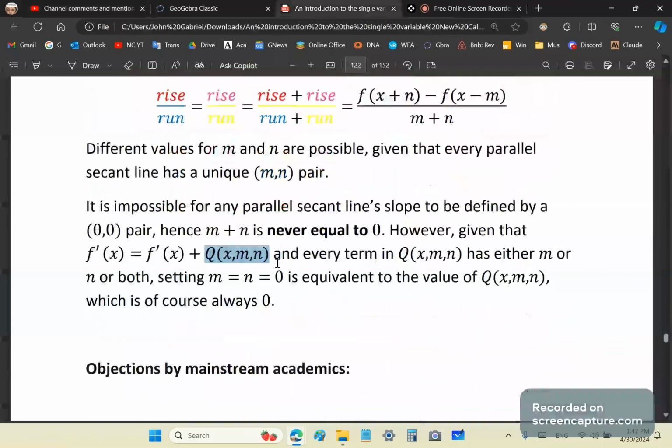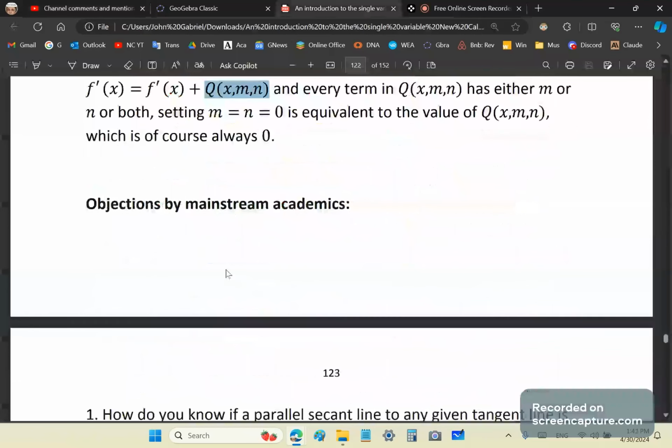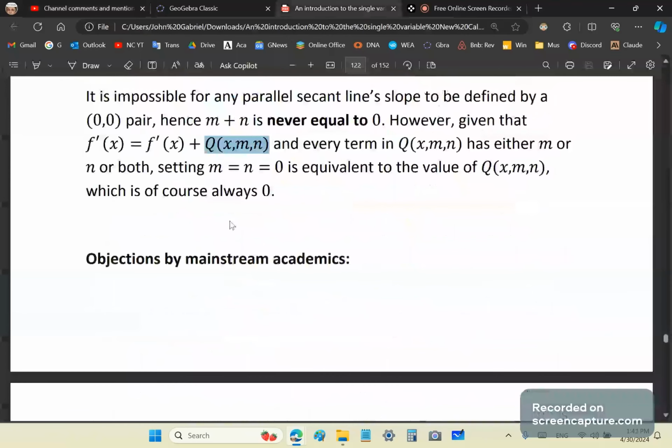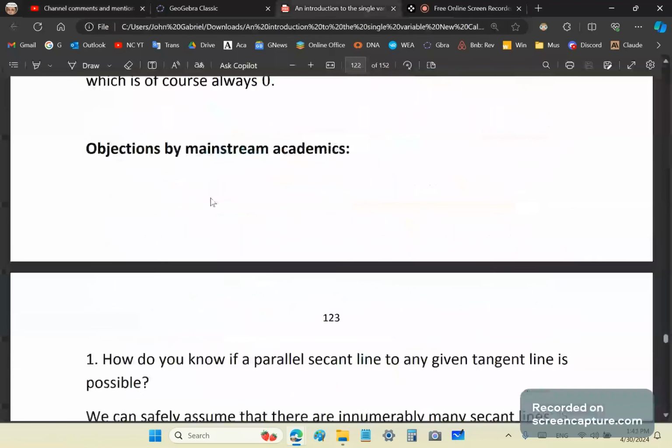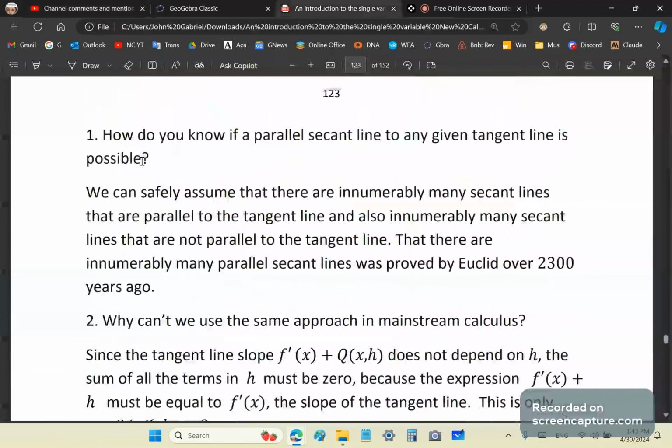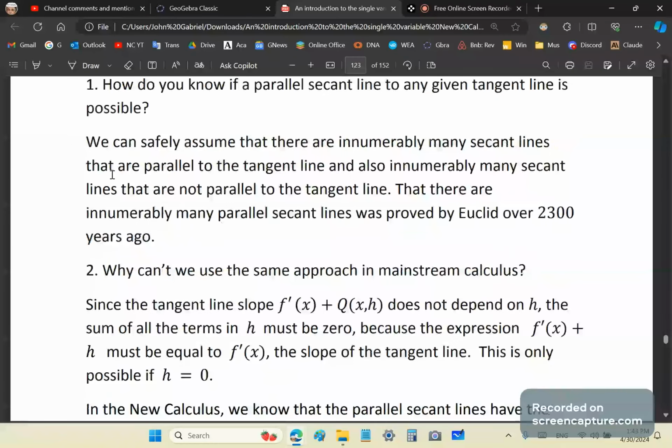It's just a powerful feature that accompanies ingenious or brilliant methodology and systems. And it basically shows how when you think systematically and validly, you gain a lot of extra things, unlike your mainstream calculus. So some of the objections that have been raised, it says, how do you know if a parallel secant line to any given tangent line is possible? Well, we can safely assume that there are innumerably many secant lines that are parallel to the tangent line, unless it's a point of inflection, which is not a problem either, because remember what I just told you?